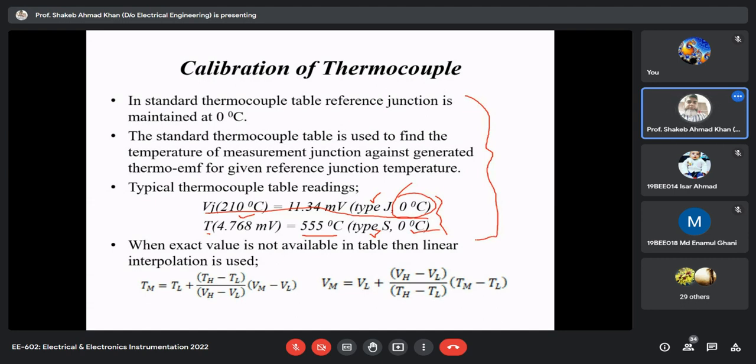If you are having any confusion, you have to look at the thermocouple reading, and after that you will get to know the temperature from here. So this is the table and this is how we read it.